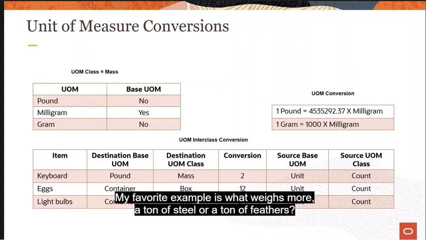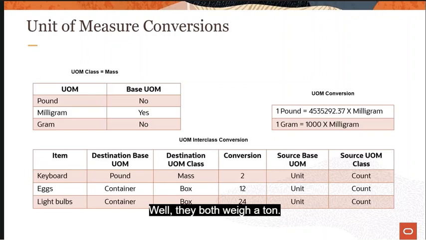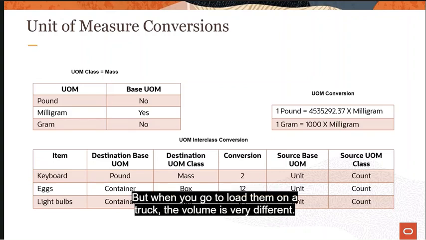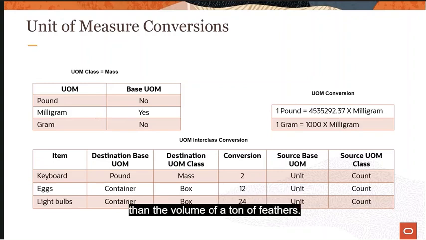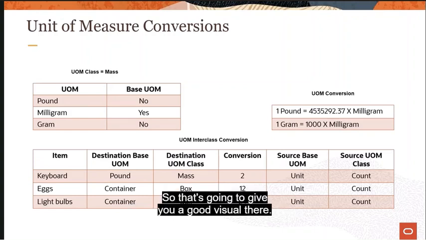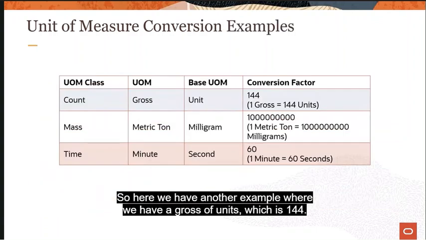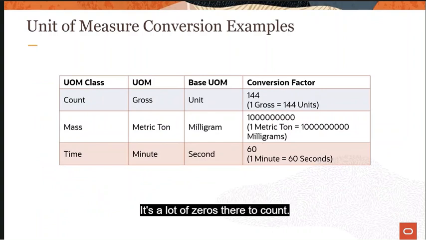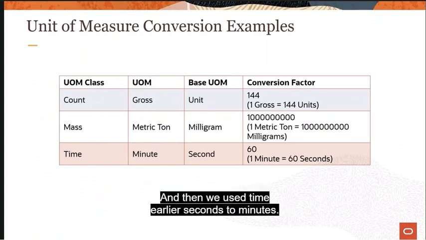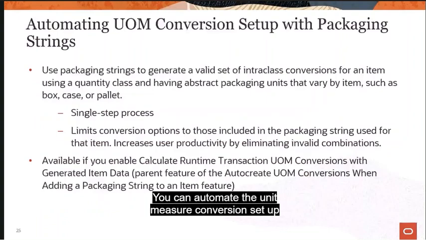My favorite example is what weighs more, a ton of steel or a ton of feathers? Well, they both weigh a ton, but when you go load them on a truck, the volume is very different. The steel, the volume of that is much lower than the volume of a ton of feathers. So that's going to give you a good visual there. So here we have another example where we have a gross of units, which is 144, a metric ton of mass. Base unit is milligram. It's a lot of zeros there to count. And we used time earlier, seconds to minutes.